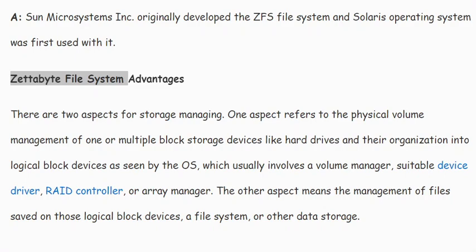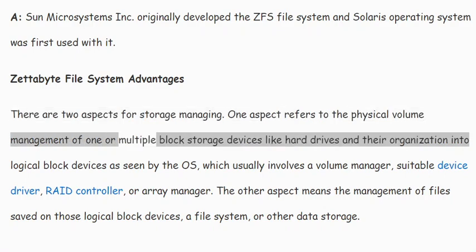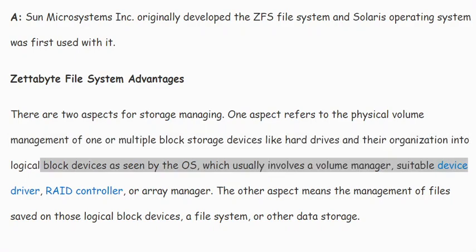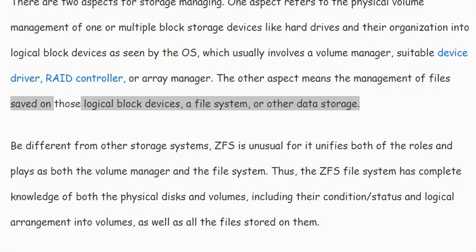Zettabyte file system advantages. There are two aspects of storage management. One aspect refers to the physical volume management of one or multiple block storage devices like hard drives and their organization into logical block devices as seen by the OS, which usually involves a volume manager, suitable device driver, RAID controller, or array manager. The other aspect means the management of files saved on those logical block devices, a file system, or other data storage.